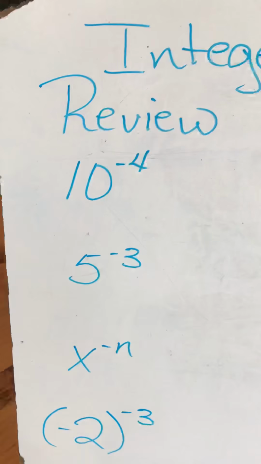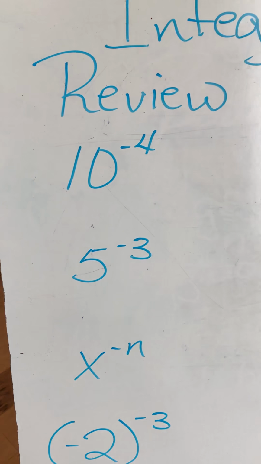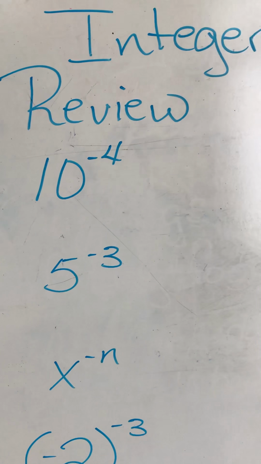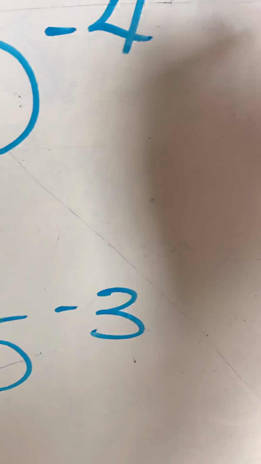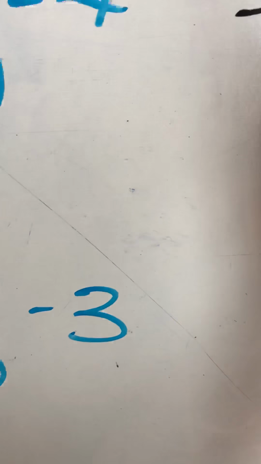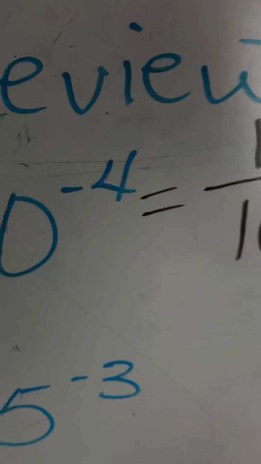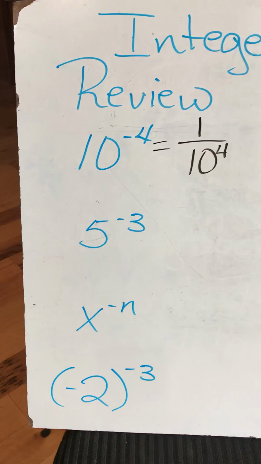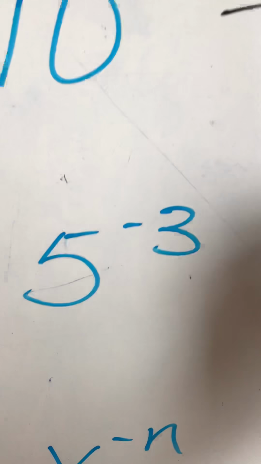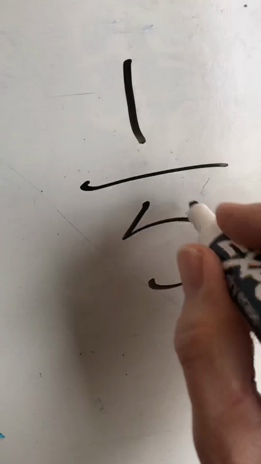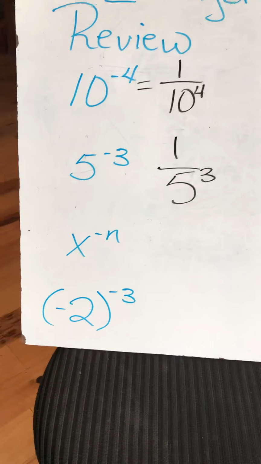Now here's some of our review problems. I have 10 to the -4th. Okay, you cannot have a negative exponent. So remember, when the exponent is negative, you're going to do the reciprocal of it. And when you do that, your exponent would become positive. 5 to the -3rd. We can't have a negative exponent, so do the reciprocal. It would become 1 over 5 to the 3rd.